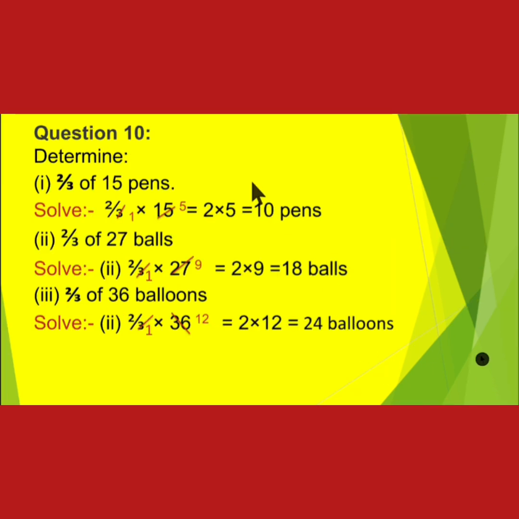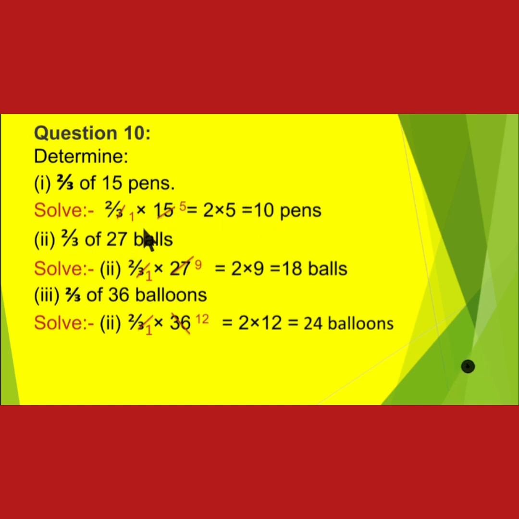Next is question number 10. Determine 2 upon 3 of 15 pence. 2 upon 3 of 15 pence means 2 upon 3 into 15. Now 3 times 1 is 3 and 3 times 5 is 15. So the answer is 2 into 5, which means 10 pence.